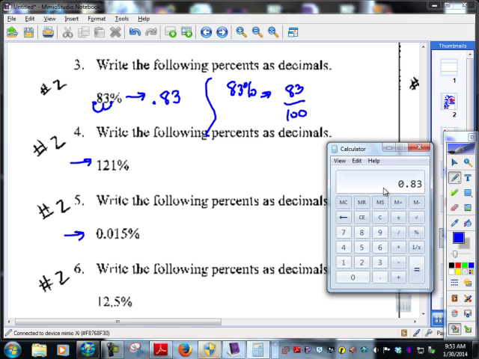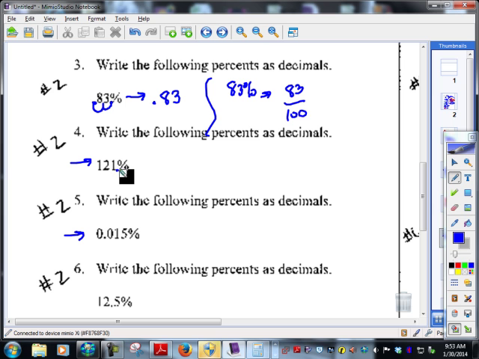0.83 or 0.83. Doesn't matter. Is everybody clear on that? This one down here. Maybe some of you just memorized, oh, move it 2 places to the left. So that's going to be 1.21, right? Yeah. But when I see the mistake, this is what I see people doing.